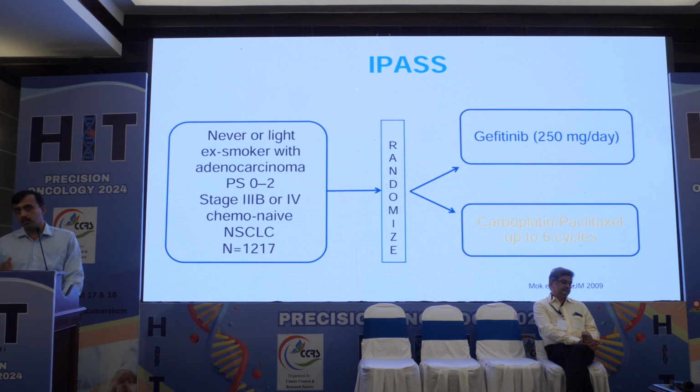We see all the trials, starting from the initial gefitinib ones to osimertinib and even the later ones. The initial one was the IPASS trial, where chemo-naive patients with NSCLC were randomized to gefitinib or carboplatin paclitaxel.